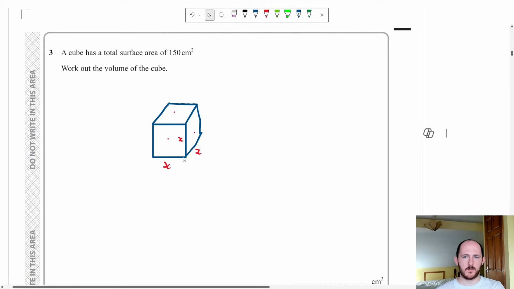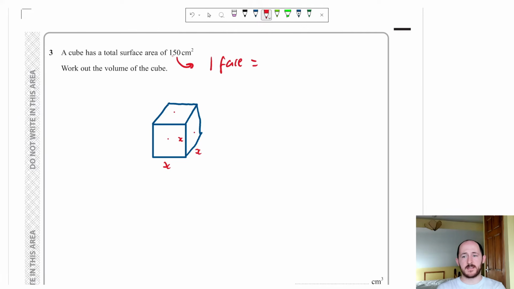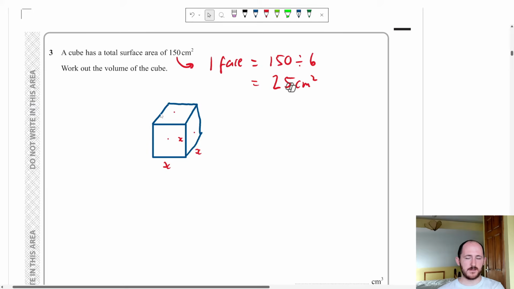So how do we work that out? Well, the surface area is 150, so I could work out how much one face is worth. One face, because all of the faces are equal, is just equal to 150 divided by 6. So again, that's the first thing you need to think about. Now, 20 would go to 120, so it would be 25 centimeters squared. So let's say this front face is 25 centimeters squared. All of the faces are.